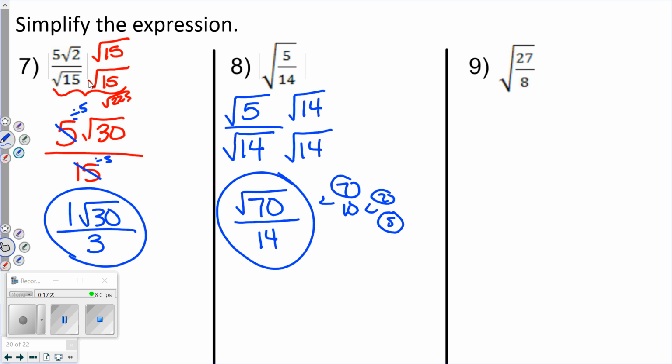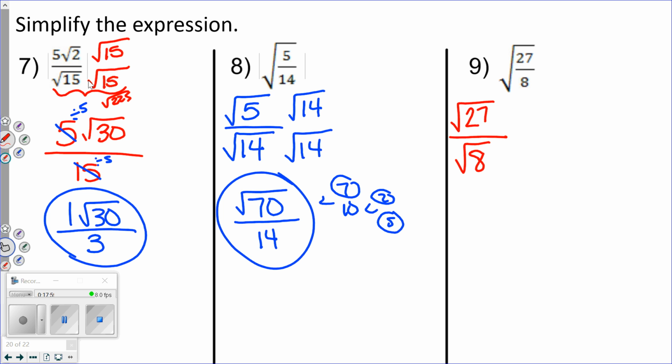All right, number 9 is where people start to fall apart on me, and most don't. So again, let's go through our steps. Step 1 is to do what? Split them apart. So radical 27 over radical 8. What's step 2? Simplify. A lot of students are like, I'm going to go to step 3. Like they just totally bypass step 2. It makes it way harder. Your numbers get bigger. So step 2 says to simplify your radicals.